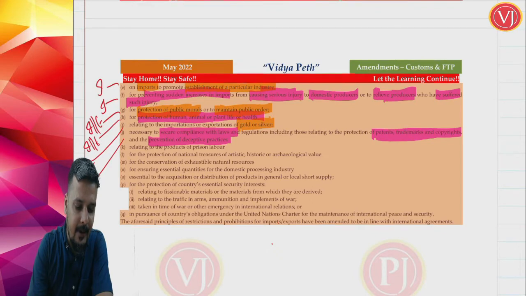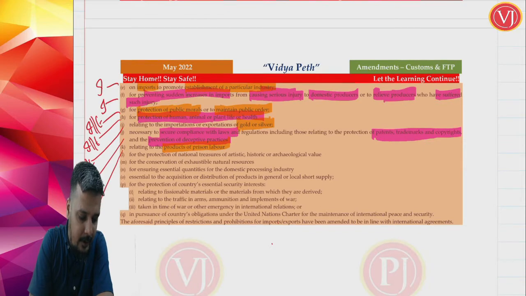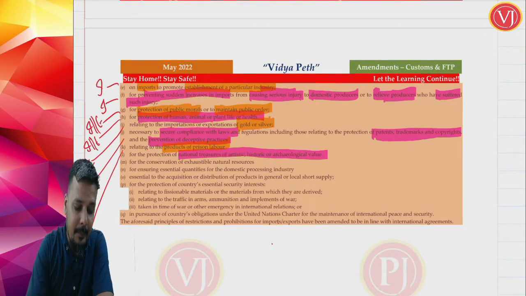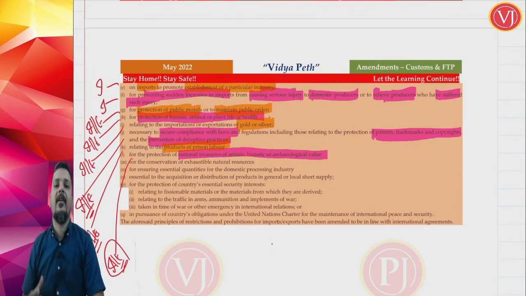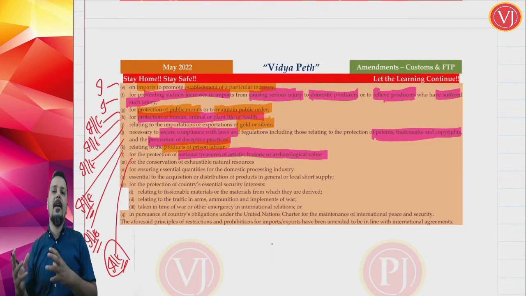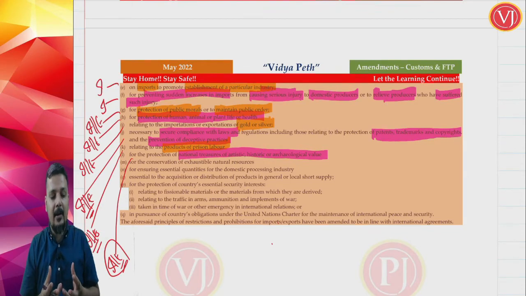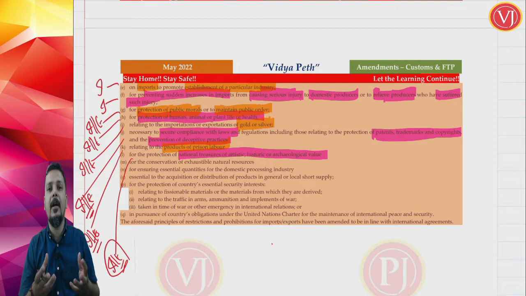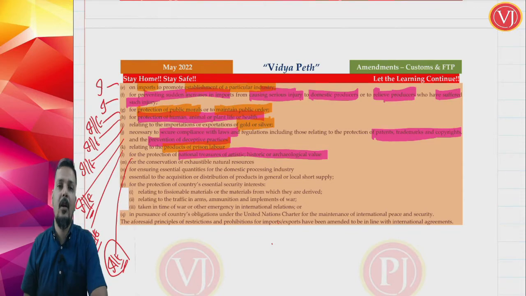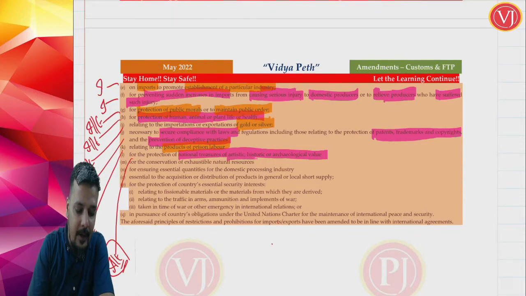Next point again is self-explanatory, again both for import and export, relating to products of prison labor. Next is for protecting national treasures of artistic, historical and archaeological value. A very important point when you talk about, say, idols, I mean God's idols. It is a known fact that they have been taken from India and smuggled outside India. So, when you talk about all those items of archaeological value, it is not merely crores, it will be hundreds of crores in value. Government can have restrictions or prohibition with respect to import and export of those items which have artistic value or historic value or archaeological value.